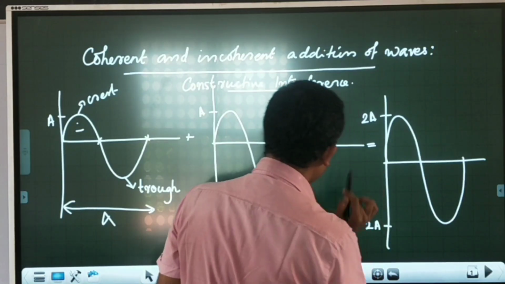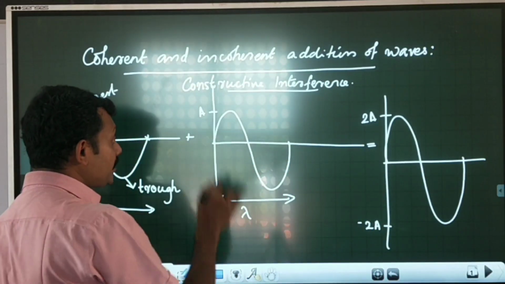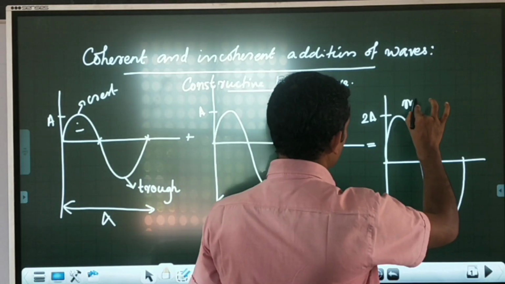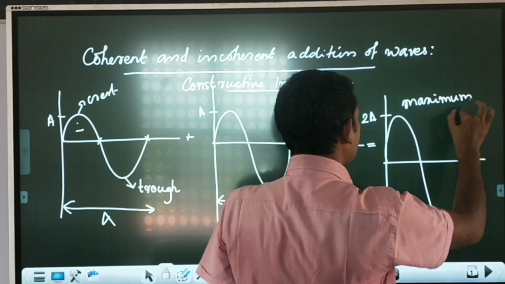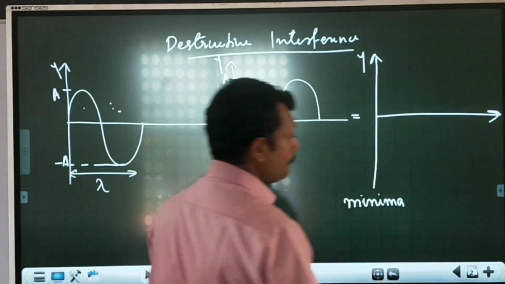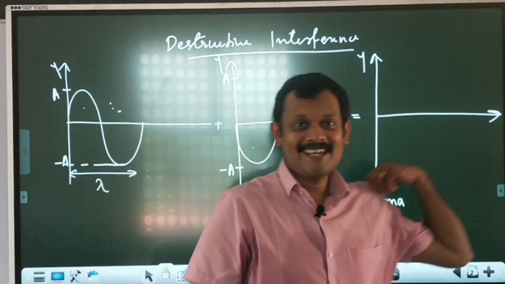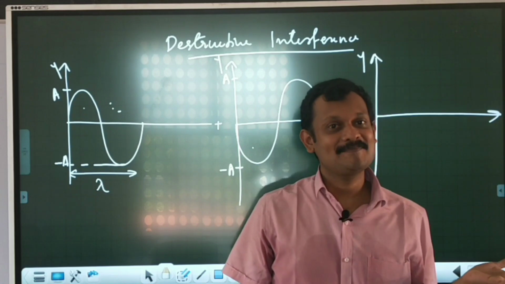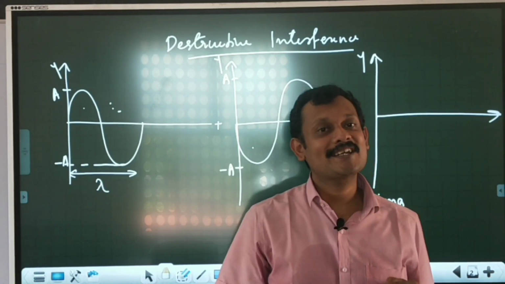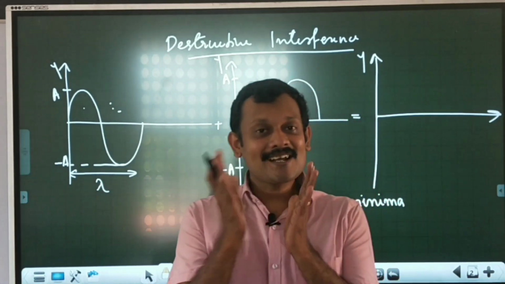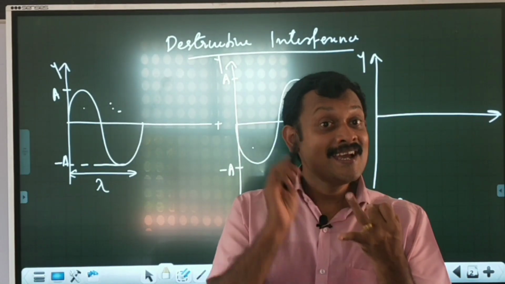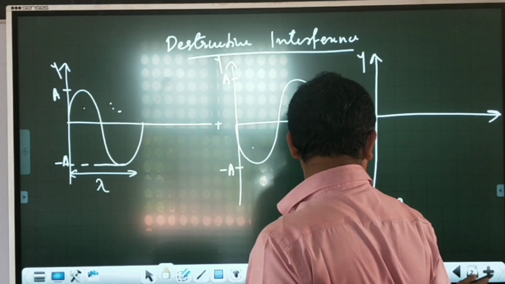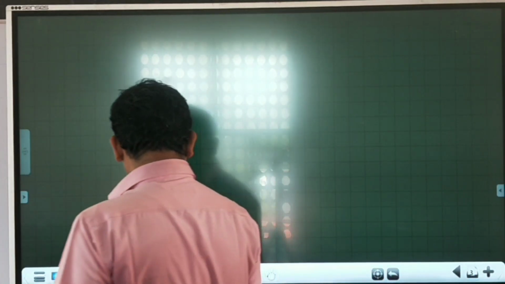Right? In the former case, we got a maximum. In constructive interference, we get a maximum. In destructive interference, you get a minimum. So these are the two types of interference you have to understand: constructive interference and destructive interference.